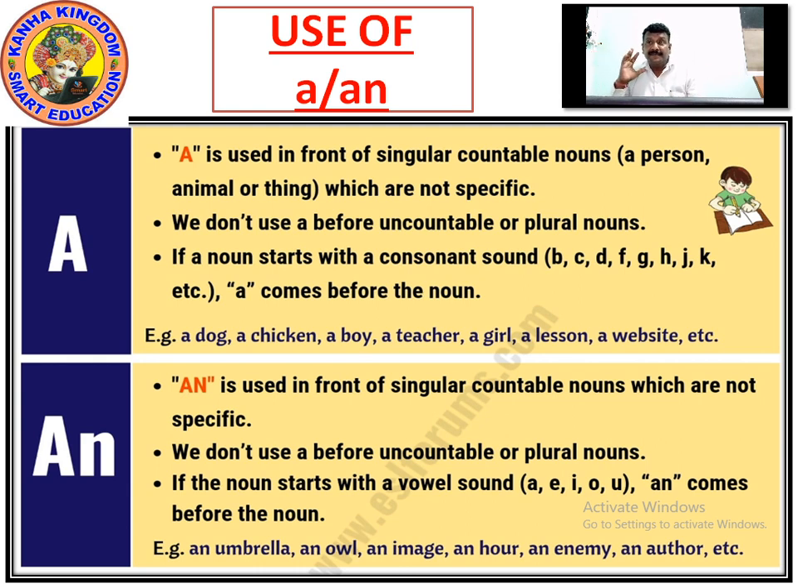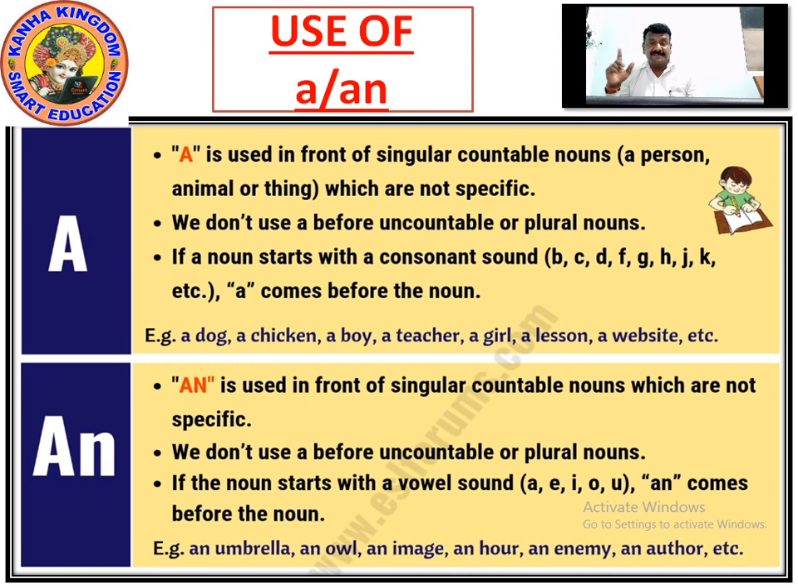We cannot use it before plurals. If a noun starts with a consonant, the words of a person, animal, or thing which are not specific and singular, we can use it. A comes before the noun. A website, when we talk about a website, it's one. A lesson, it's one. Lessons, we cannot use it. When it is more than one, in a plural form, we cannot use it.